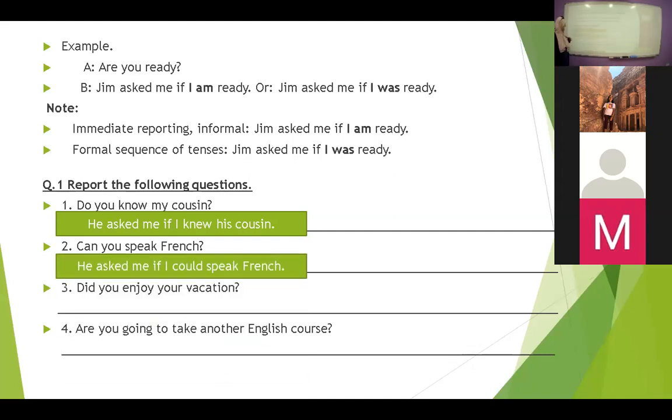But here, for my answer, I used asked. Of course, you can use wondered or what else? Wanted to know. He asked me if I could speak French. In the exam, if I gave you sentences and asked you to correct the mistakes, and here I deleted me, is it a mistake? No, it's not a mistake because me here is optional. You can use it, you can delete it.